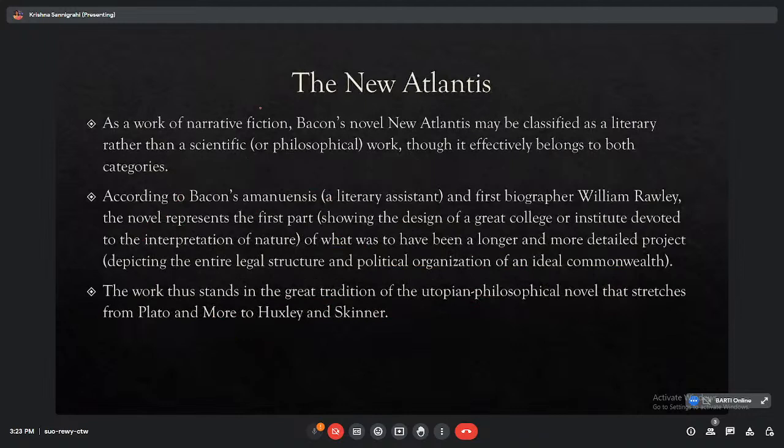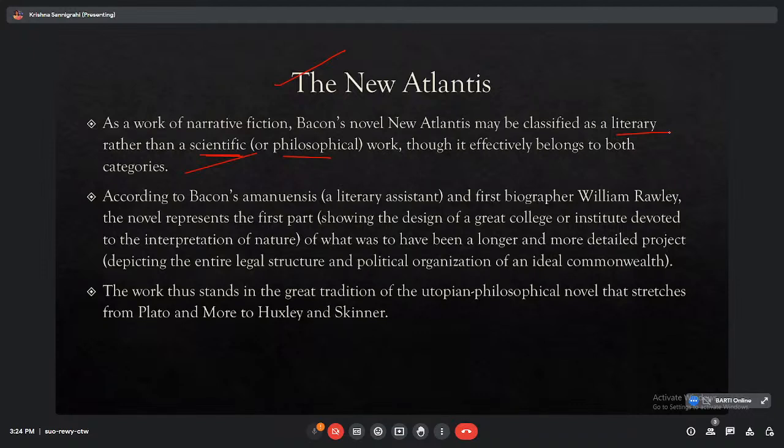Now, as a work of narrative fiction, Bacon's novel, and the name of the novel, The New Atlantis, may be classified as a literary rather than a scientific or philosophical work, though it effectively belongs to both categories. So it's an intersection of both categories, the scientific or philosophical work as well as the literary.